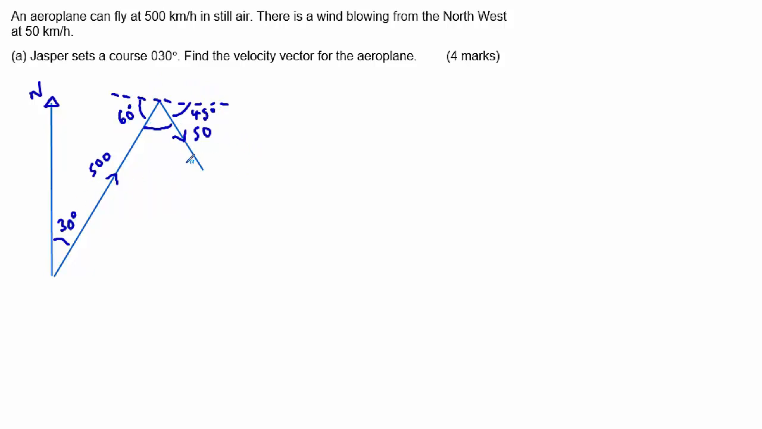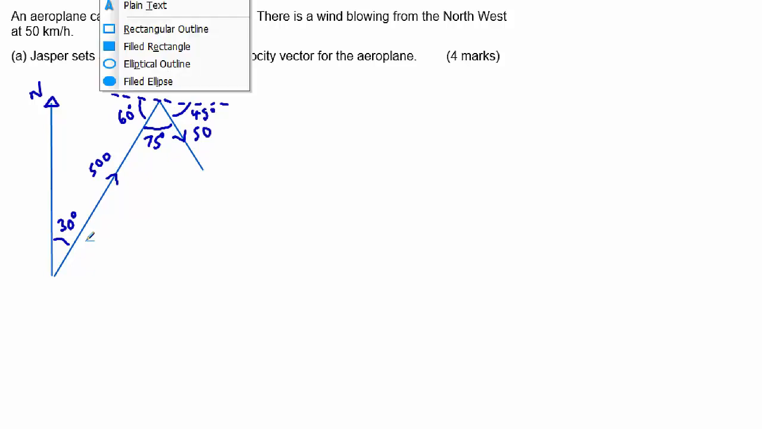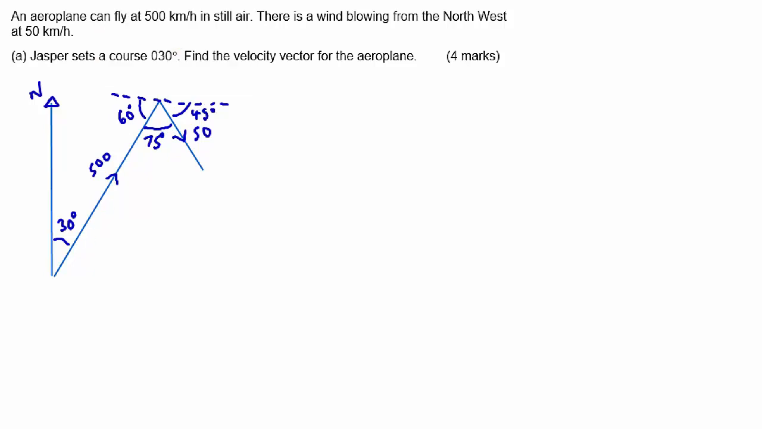And that leaves us with an angle in between here. So 60 and 45 is 105. So that would leave us with 75 degrees in between. And what the aeroplane will actually be doing is this, which is the sum of the two vectors. So we need both v, and if we can find the angle theta, we can give the bearing.